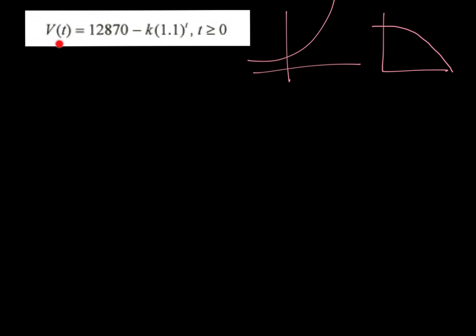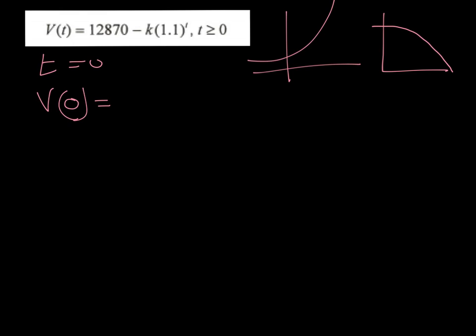We know that the value is dependent on some variable k, which we don't know at the moment, and t, which is going to be the number of years since the car was purchased, and we're told that t has to be greater than 0. The key thing here is to recognise that when she first bought the car, the time t was equal to 0, because no years have passed since she bought it. Effectively, we're trying to work out v of 0.